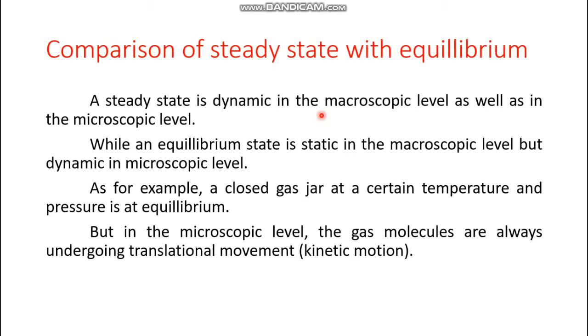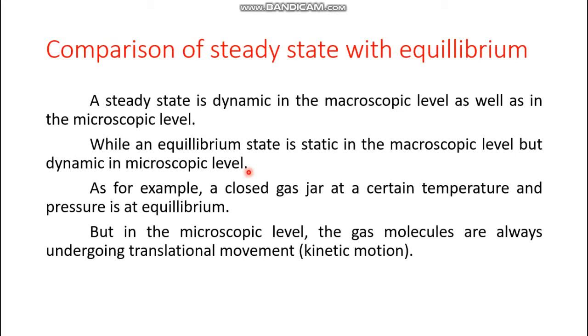Now look at the equilibrium state. An equilibrium state is static at the macroscopic level but dynamic at the microscopic level. So that is the main point of difference. At the macroscopic level, that means pressure, volume, temperature, all these things remain the same. The system is at rest, and you are not taking the help of any kind of external agency. But the microscopic level is dynamic. That means if it is a gas, the gas is at rest, but the molecules are not at rest.